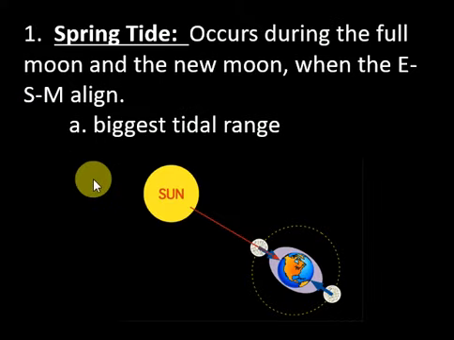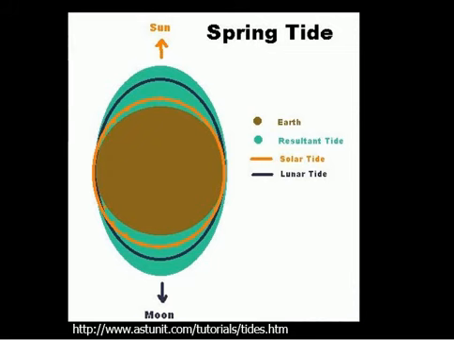A spring tide occurs during the full moon and the new moon when the earth, sun, and moon align, and this gives us our biggest tidal range. Go ahead and pause me so you can get this written down. If you look at this following image, you'll understand how these big tides are created.